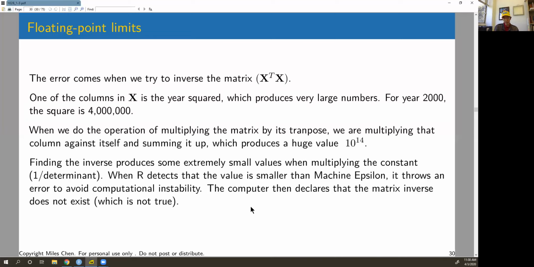And so R throws an error, and R says that the matrix inverse doesn't exist. It says the matrix is computationally singular, which is another way of saying that the inverse doesn't exist. That's not true, okay? The matrix inverse does exist. It's just that we would have to be using real numbers. Real numbers, we have no problem expressing tiny things, but on the computer, we're not able to express these tiny things. So these are problems that we run into when we're doing math and arithmetic on the computer, okay?